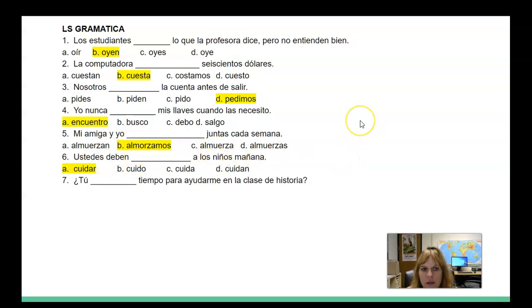Número 7: Tú tienes tiempo para ayudarme en la clase de historia? Do you have time to help me for history class?